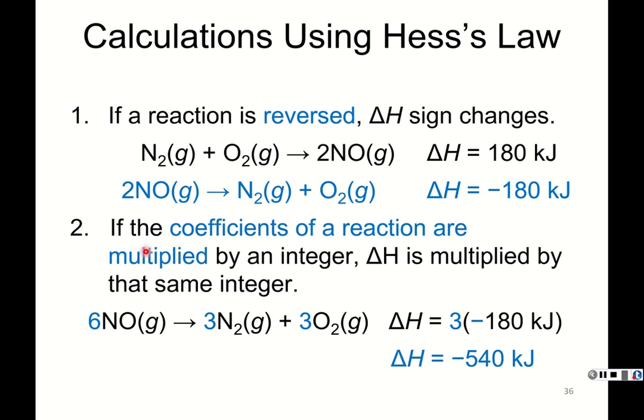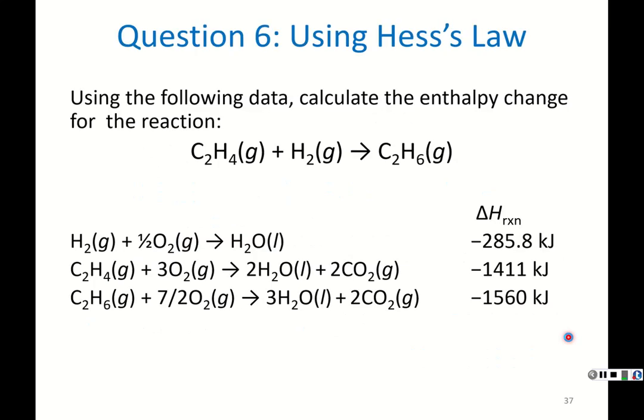Right. And again, if you have to multiply through by a certain coefficient, you also have to multiply the delta H by that coefficient. So let's say we need to multiply this reaction by 3 to get 6NO goes to 3N2 plus 3O2. Well, then we'd have to multiply the delta H of that reaction by that same factor, by 3.